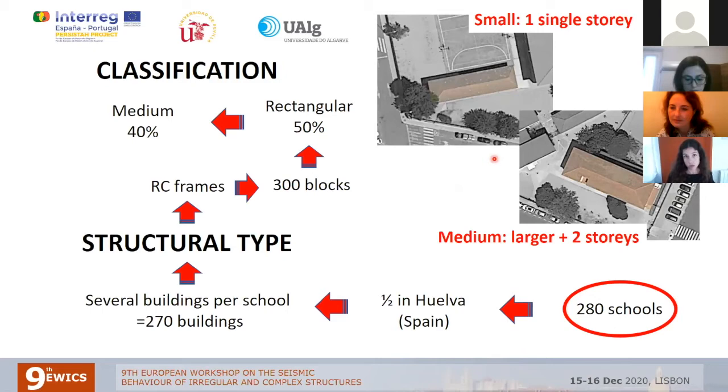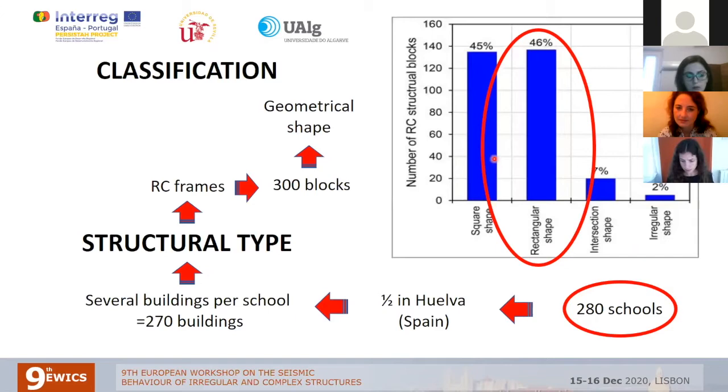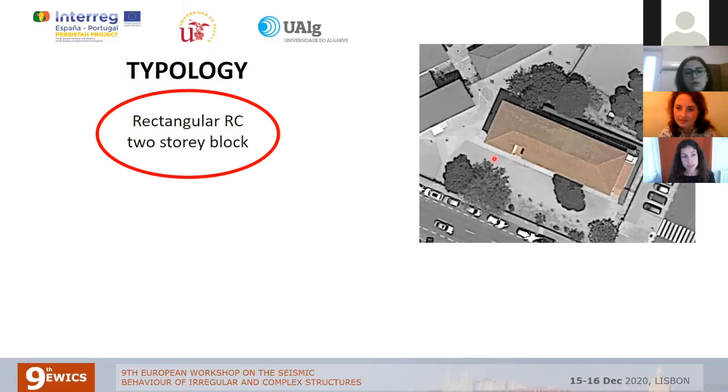Again, we have selected for the study the most vulnerable one, which will be the one with two stories, as most of you would reckon, right? And that brings us, through this classification, to the object of study for the next part of the talk, which is a rectangular reinforced concrete block with two stories, okay? Which looks more or less like the one that you will see in the picture now.